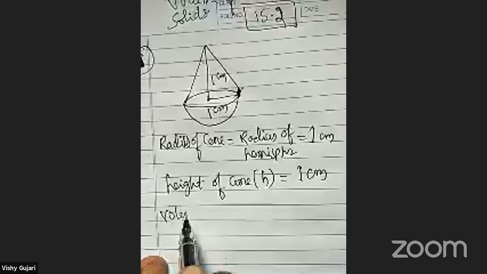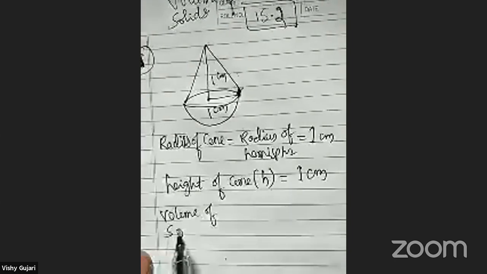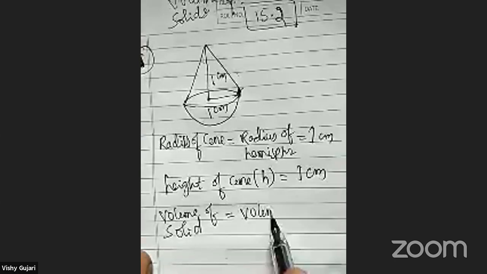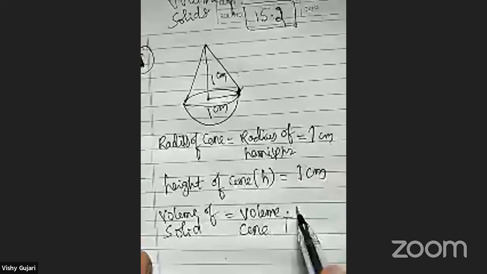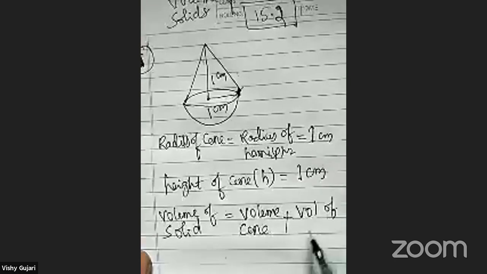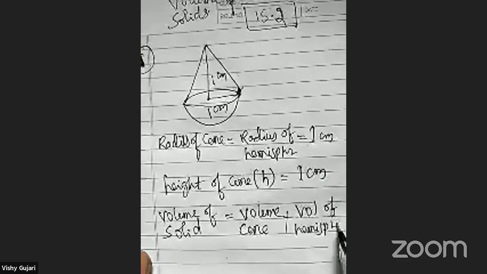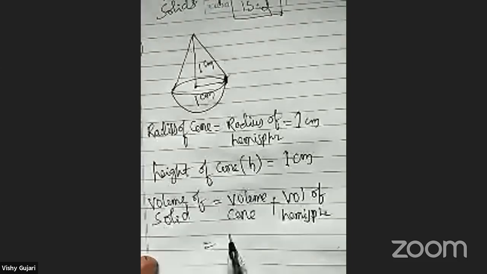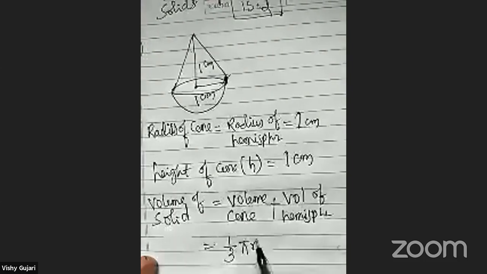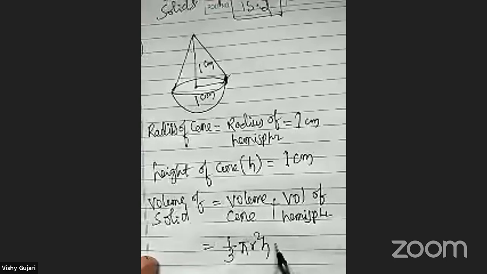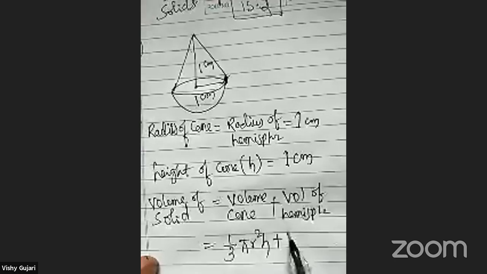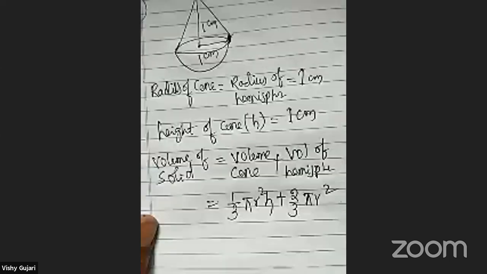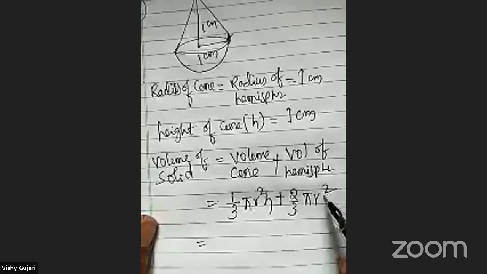Volume of solid is equal to volume of cone plus volume of hemisphere. Volume of cone is given by the formula 1 by 3 pi r square h, plus volume of hemisphere, which is given by 2 by 3 pi r cube.